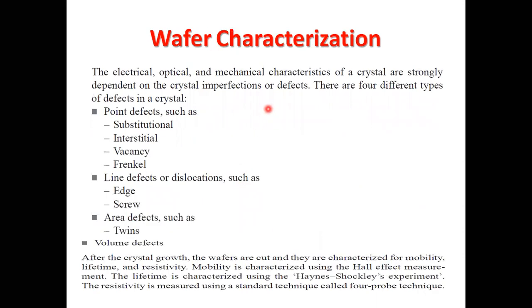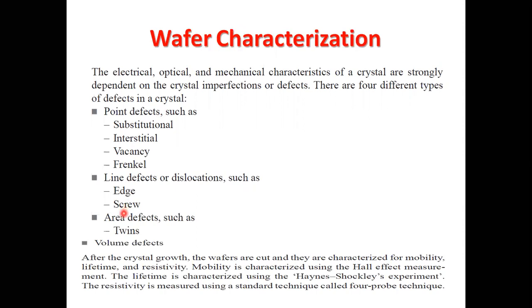Next is the wafer characterization. The electrical, optical and mechanical characteristics of the crystal are strongly dependent on the crystal imperfections or the defects. There are 4 different types of defects in a crystal. First one is the point defects. The point defects are of different types such as substitutional, interstitial, Schottky and Frenkel. Second one is the line defects or the dislocations. These are of 2 types such as the edge and the screw.